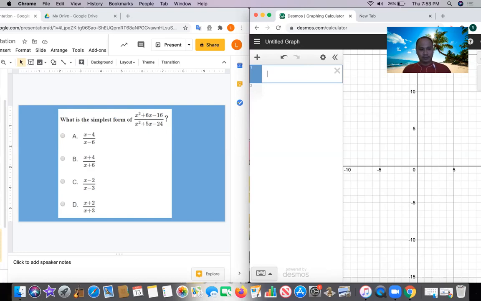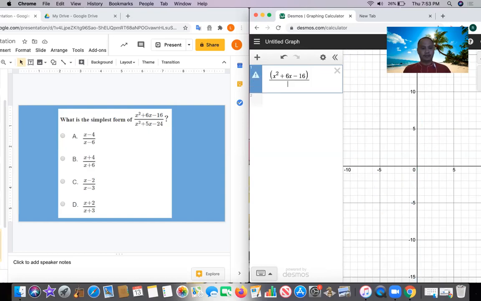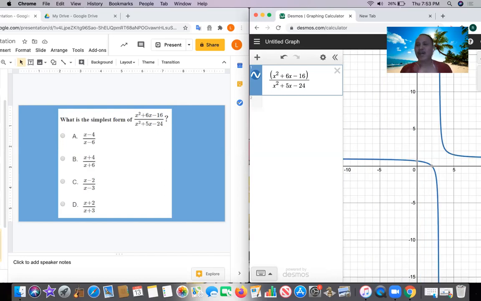So the question is x squared plus 6x minus 16 divided by x squared plus 5x minus 24. This is the question. That is already the answer. Now all we have to do is locate the equivalent of our answer, because our answer is pretty much different from the choices. It just so happens that the way we write our answer is different from the way the choices are given.